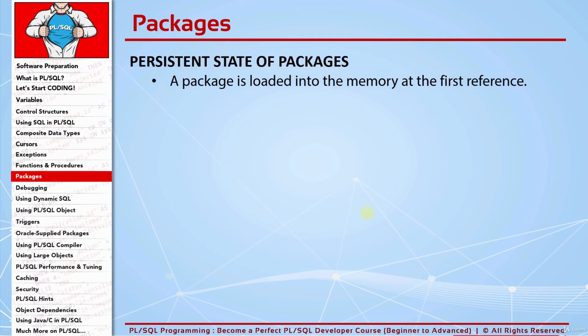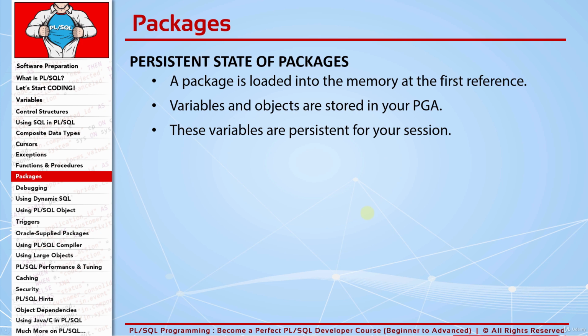A package is loaded into the SGA and PGA partially when we first call one of our package components. That component can be anything in your package. We saw that in our previous lecture. Variables and objects are stored in your PGAs. Every user who calls a package component will have the variables and the objects of the package in their PGAs. But do not be confused about that. Only the public ones. The private ones cannot be called outside of the package, so they are stored in the SGA. These objects are stored in the PGA until your session ends.